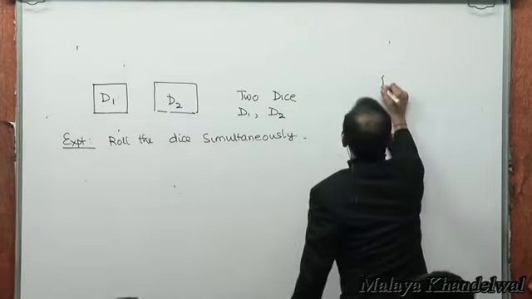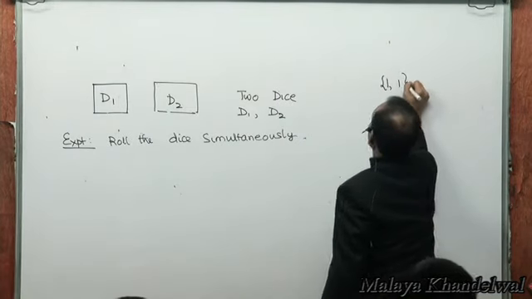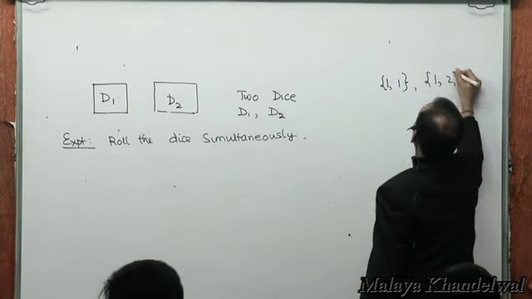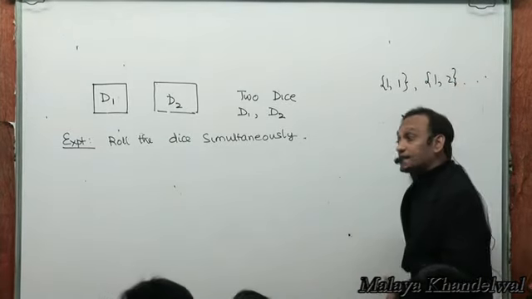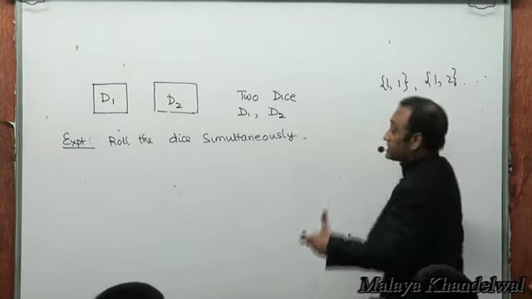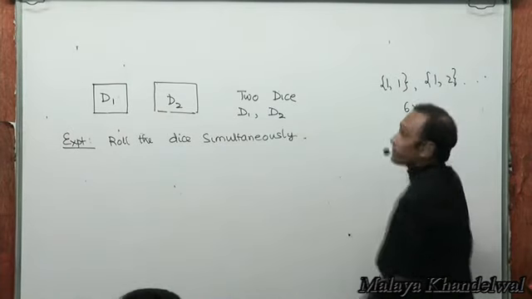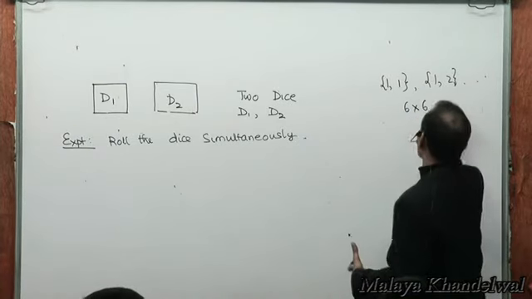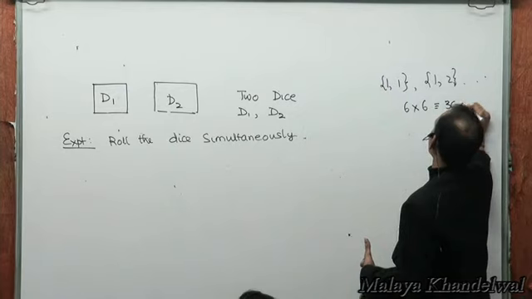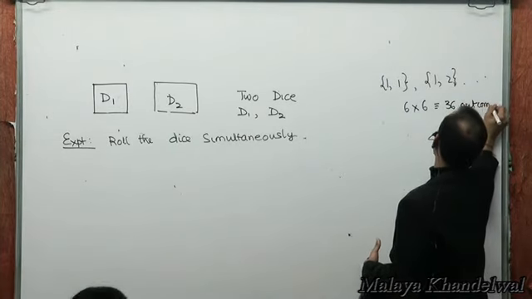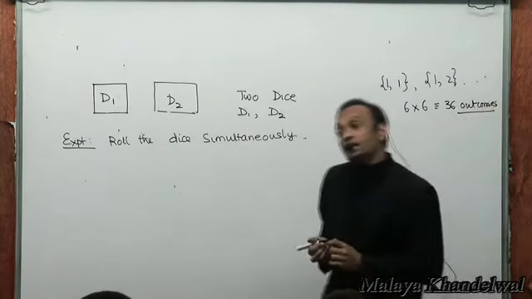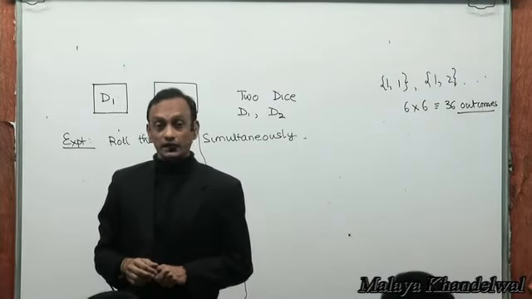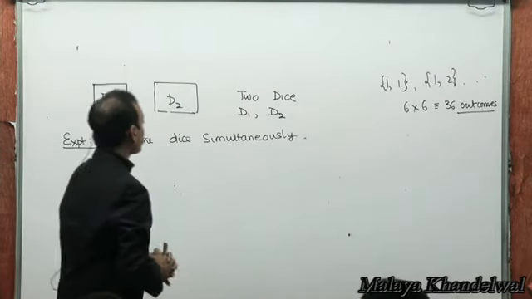An outcome could be, let's say, 1 showing on D1, 1 showing on D2, or 1, 2, and so on and so forth. Realize how many outcomes are possible? 36, because there are 6 ways D1 would show up a number on top, 6 ways D2 would show up a number on top. Therefore, there are 36 outcomes in all. When I roll 2 dice, there are 36 equally likely outcomes, right?